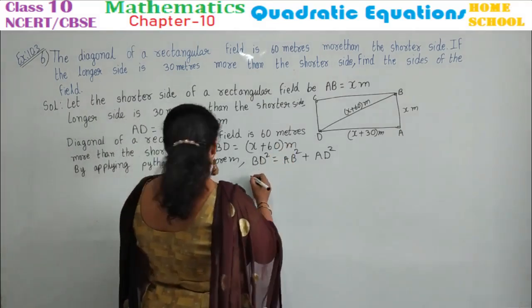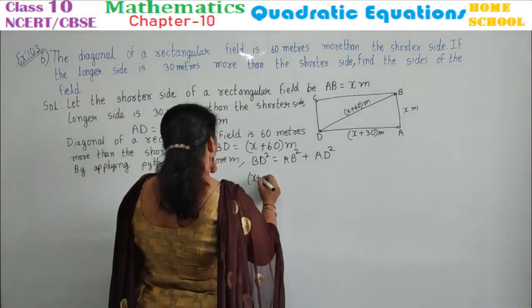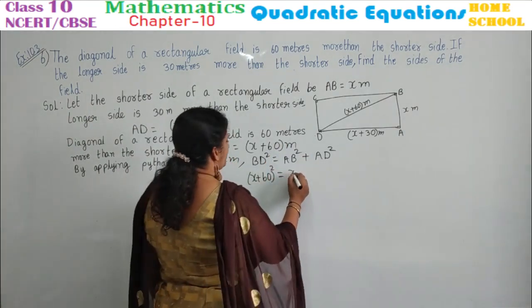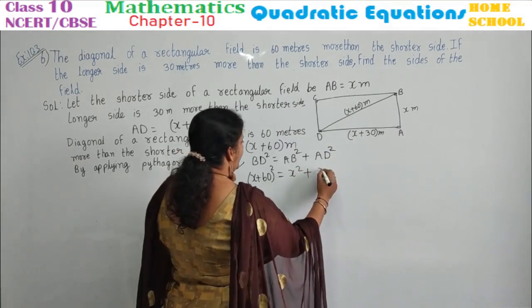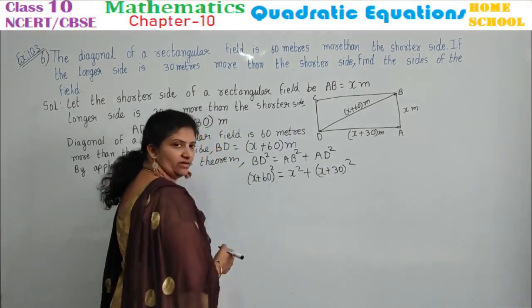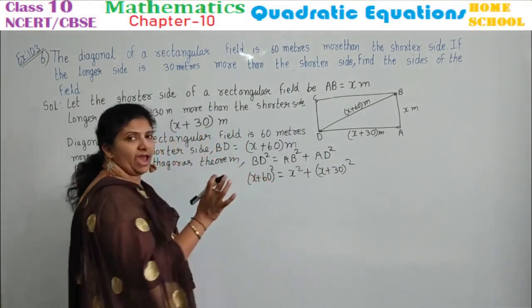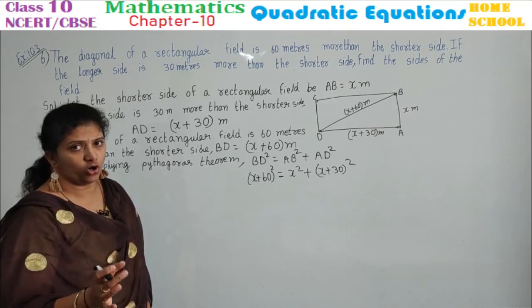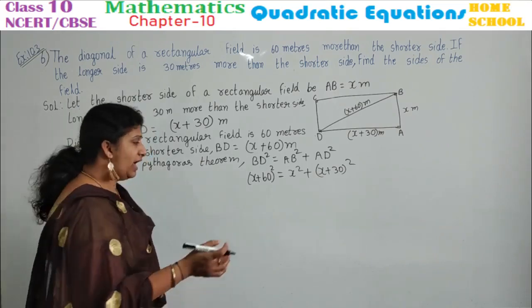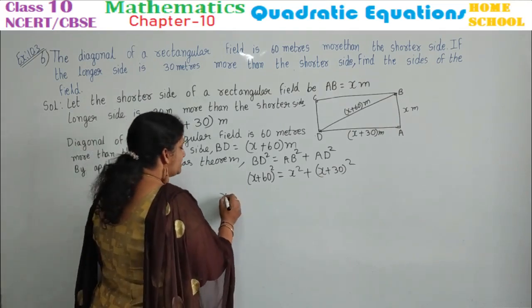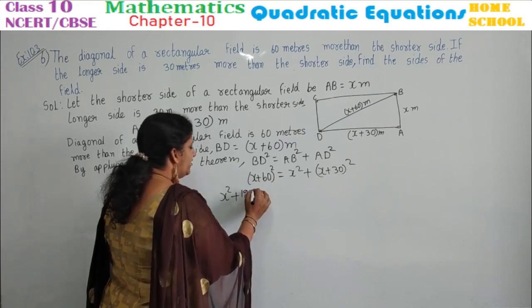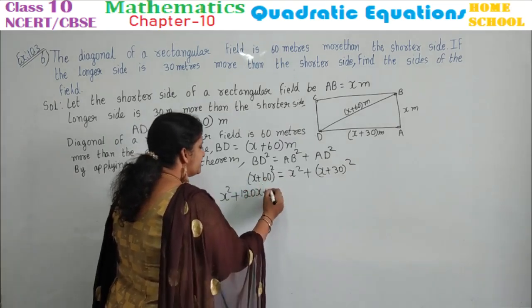What is BD? x plus 60 whole square. AB, x square. AD, x plus 30 whole square. You can remember an identity, a plus b whole square is a square plus 2ab plus b square. Apply that here, children. x square plus 2ab, 120x, plus 60 square.